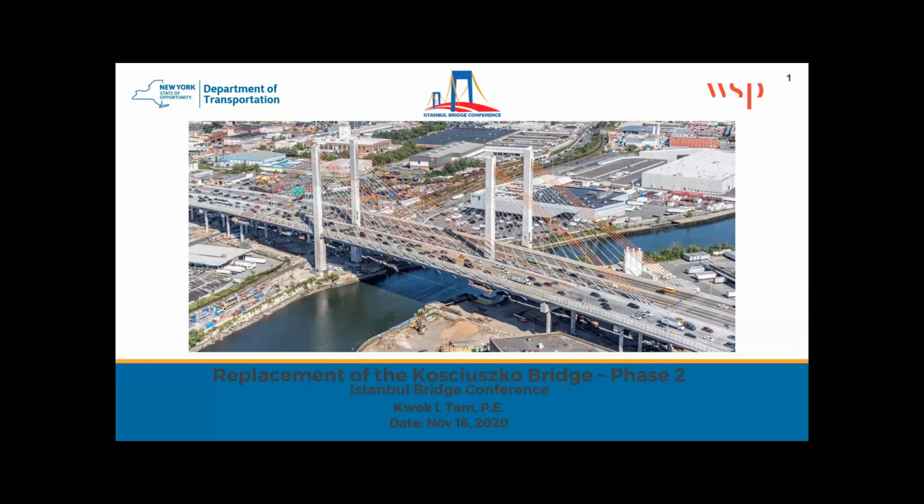So the picture shown on the screen is the complete main span structure of the east span and the west span bridge. And this presentation is for the replacement of the Kosciuszko Bridge Phase 2 project. This project is to replace the 77-year-old bridge. The project was completed 4 years ahead of schedule and was the first new major bridge crossing completed in New York City since the opening of the Verrazzano Bridge in 1964.